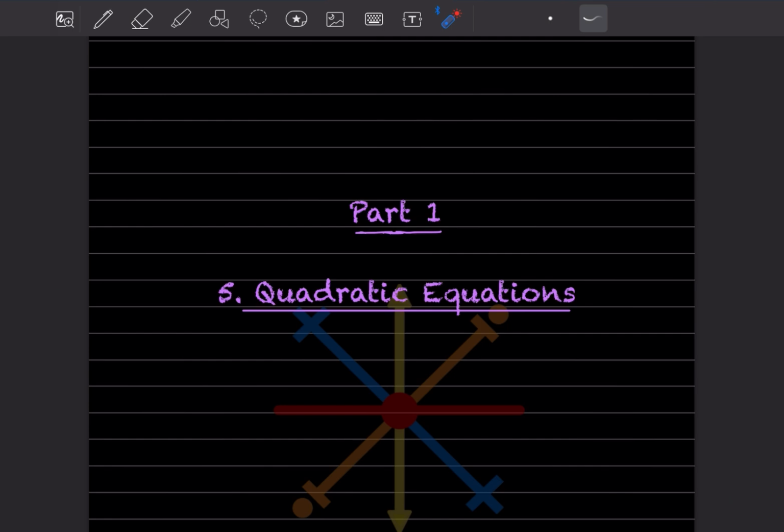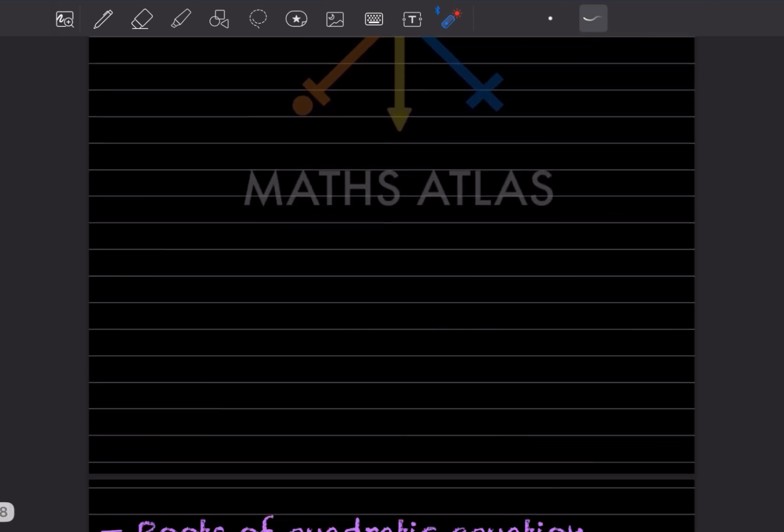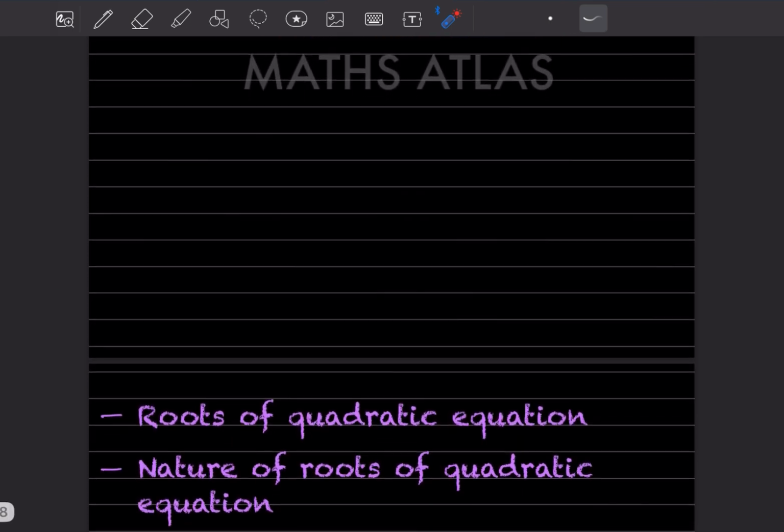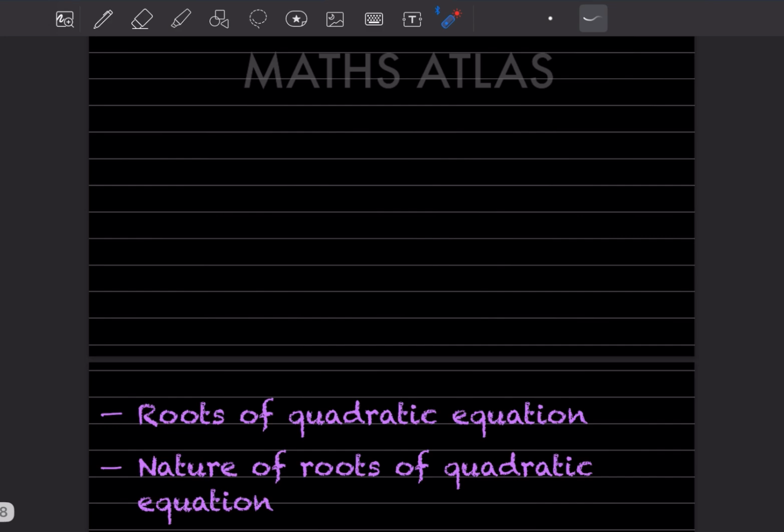Today we'll see part 1 of the new book, the ICSE Mathematics for class 10th, and this is the updated version. Here we'll see one of the most important topics, that is quadratic equations. Whenever we see this topic, we are first going to see some of the important points, and then we will see some questions based on the topic.